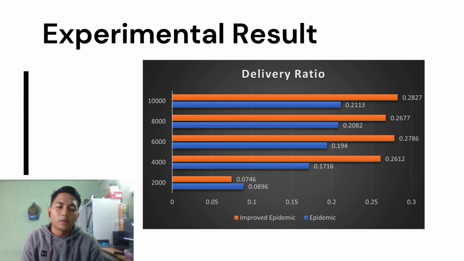Next is the experimental result. The total number of messages delivered divided by the total number of messages created in the network is the definition of message delivery probability. This figure shows that Epidemic performs poorly in simulations with any number of nodes. The enhanced epidemic we suggested works better in the simulation for every node. The delivery probability drops as the number of nodes in the network rises.